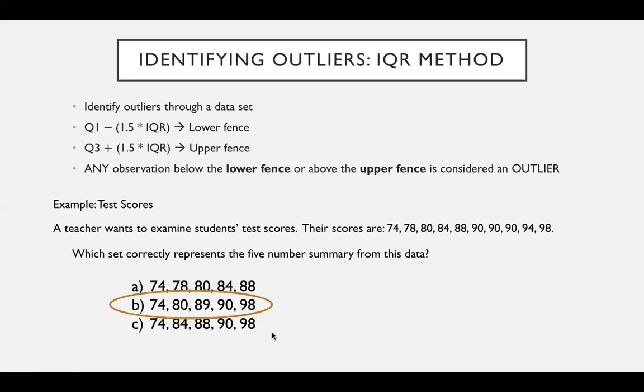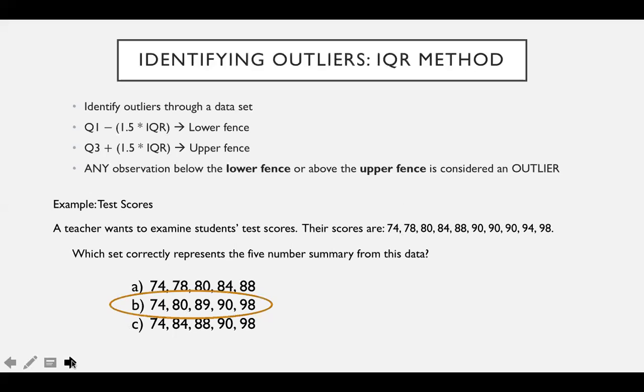89 is the median for our answer, and since we find the median by finding the center of the data, or in this case, there's 2 centers, so we just find the average of 88 and 90, which is 89. So that's how we got B.